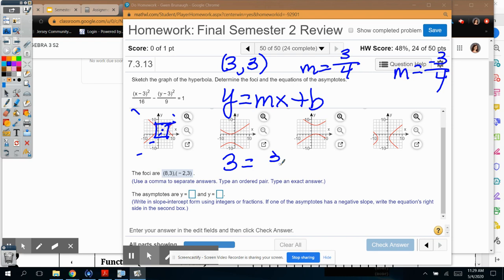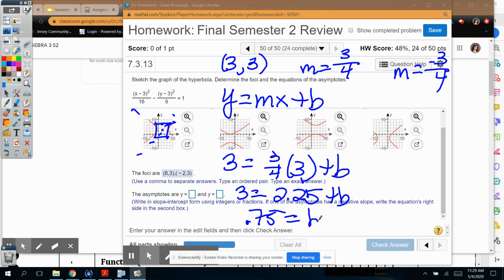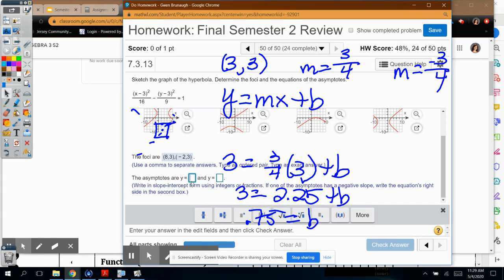So 3 is 3/4 times 3 plus b. 3/4 times 3, that's 2.25. 3 minus 2.25 is 0.75, or 3/4. So one of the answers is going to be y equals 3/4 x plus 3/4.